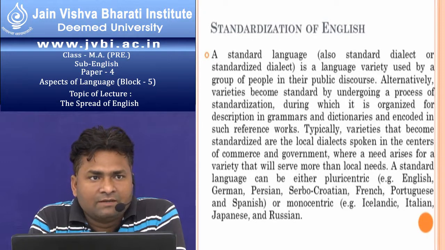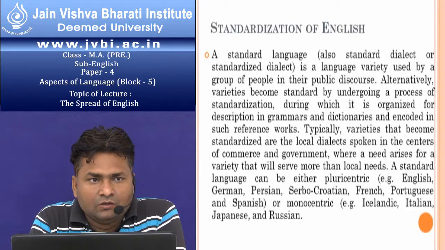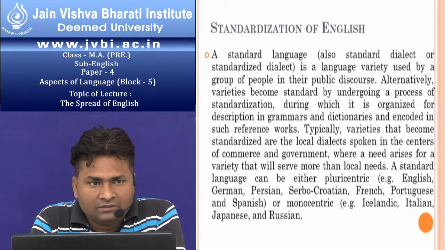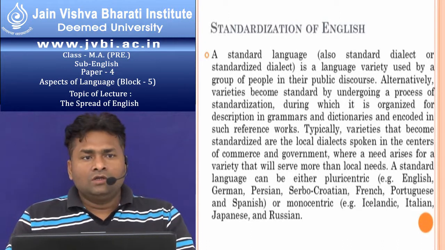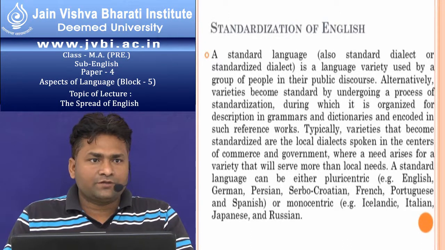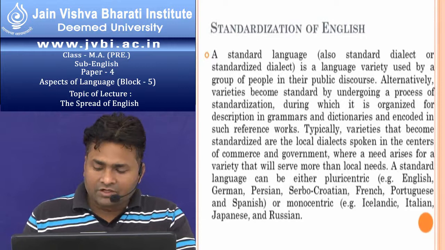Alternatively, varieties become a standard by undergoing a process of standardization, during which it is organized for description in grammars and dictionaries and encoded in such reference works. Typically, varieties that become standardized are the local dialects spoken in the centers of commerce and government, where a need arises for a variety that will serve more than local needs. Standard language can be either pluricentric, for example, English, German, Persian, Serbo-Croatian, French, Portuguese, and Spanish, or monocentric, for example, Icelandic, Italian, Japanese, and Russian.